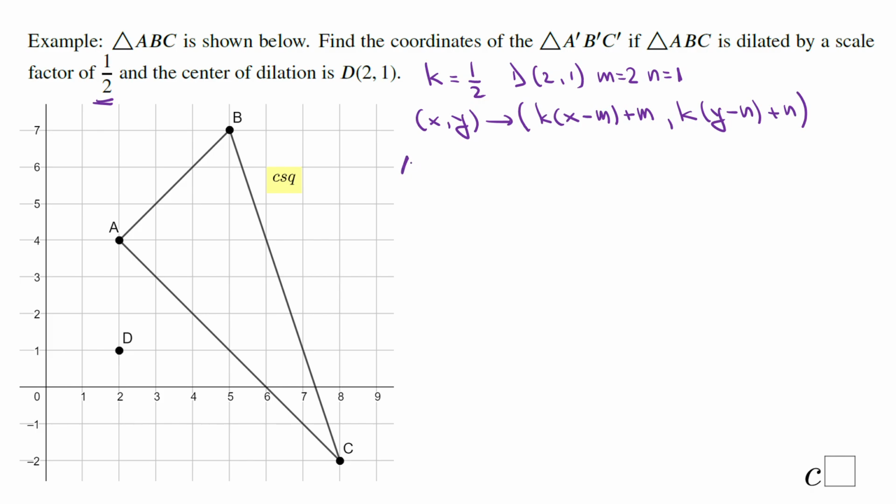So let's start with A. The point A has the coordinates 2 and 4. And let's see what we get for A prime.